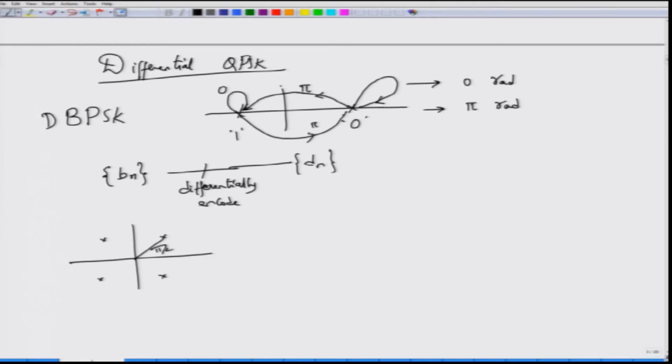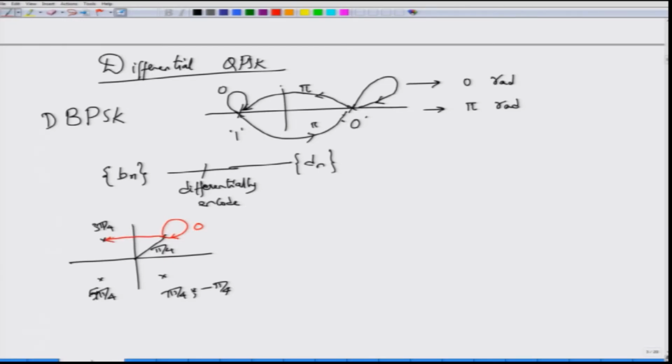So, this is pi by 4, you have 3 pi by 4 and then 5 pi by 4 and then 7 pi by 4, which is equivalent to minus pi by 4, correct. So, what possible transitions can I have? There will be a 0 phase transition, that is, the present group of symbols is 0 0 and the next symbol is also 0 0. I can represent that by sending out a 0 bit.